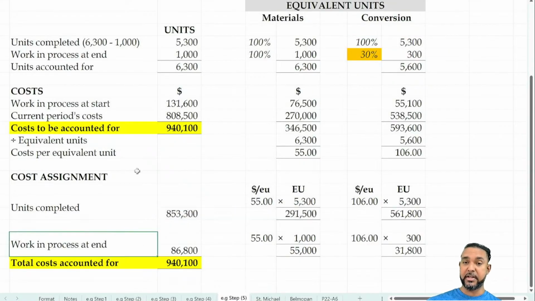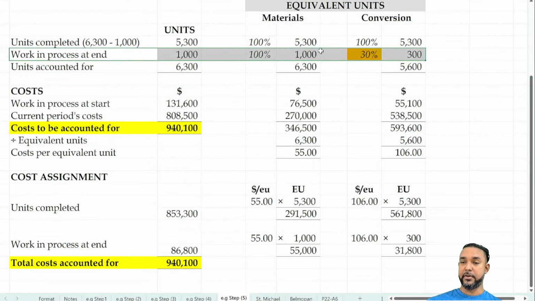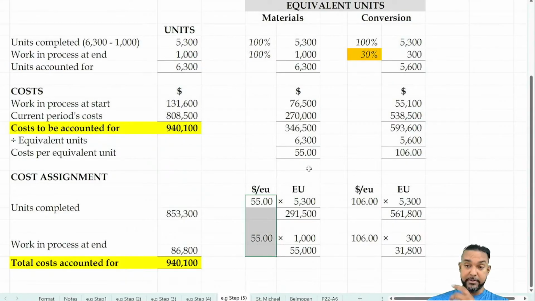And then for work in process at end, right? So we have 1,000 units for materials, 300 for conversion, and the same cost per equivalent unit as above. So 55 by the 1,000 and then 106 by the 300. And then you have 31,800 and 55,000, you add going across. And when you add these two going down, we get the same cost that we got here. So we've accounted for all the costs, right?